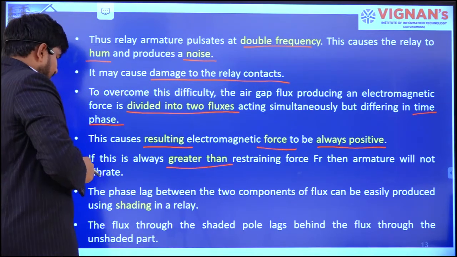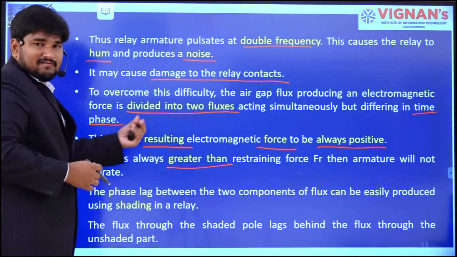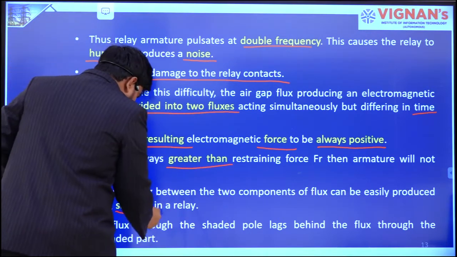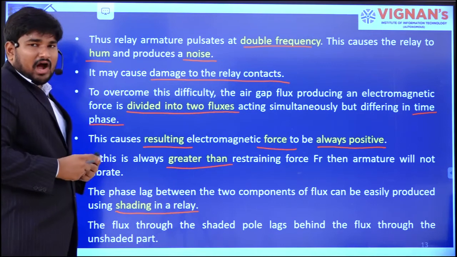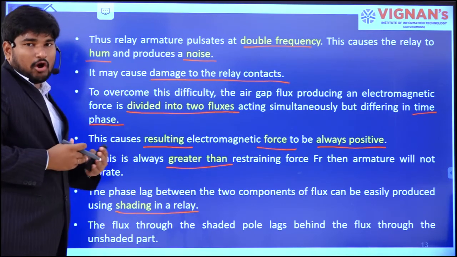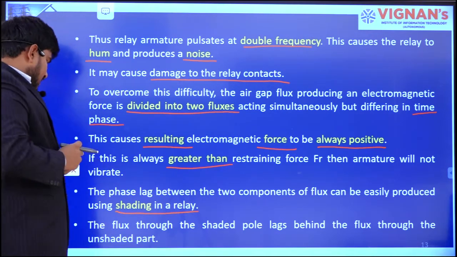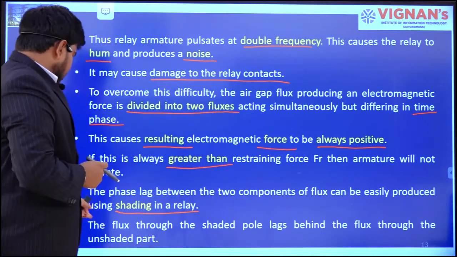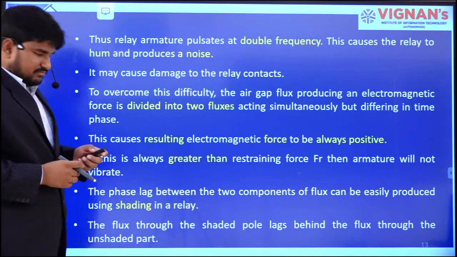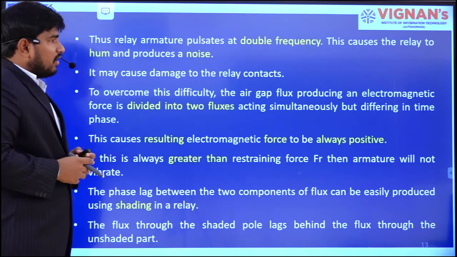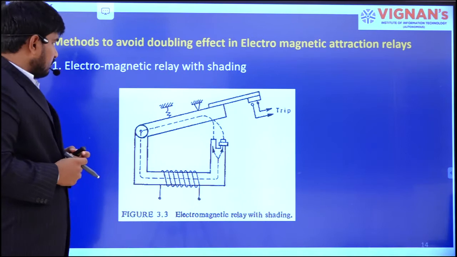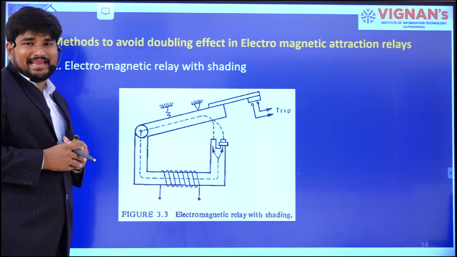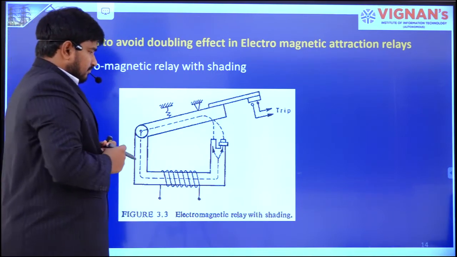This phase lag between the two components can be easily produced by a shading band or by using two different coils. We will see that in the next slide. The flux through the shaded poles lags behind the flux through the unshaded part. Let us see the methodologies to avoid pulsation or the doubling effect. The first one is the electromagnetic relay with shading band.